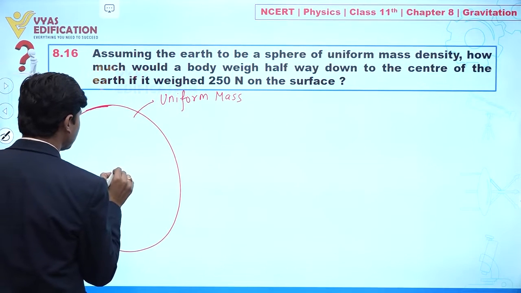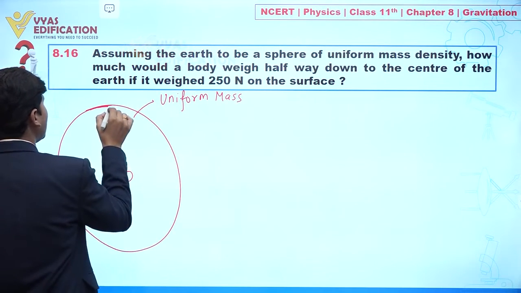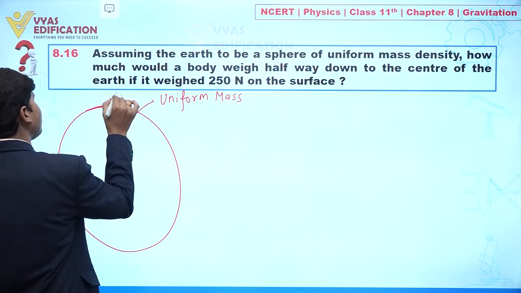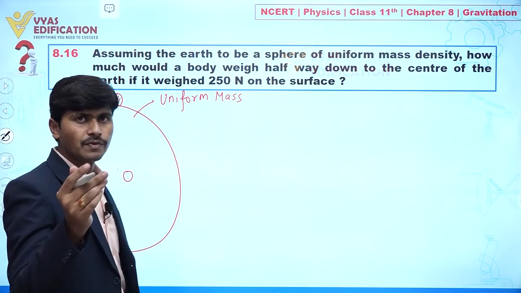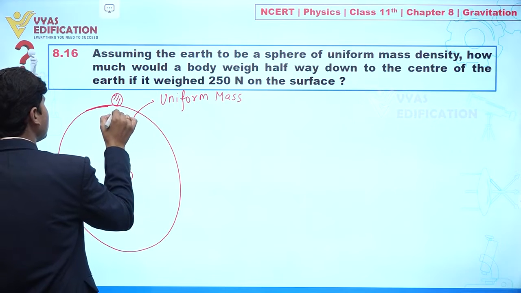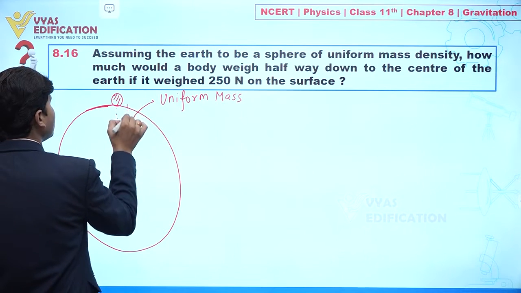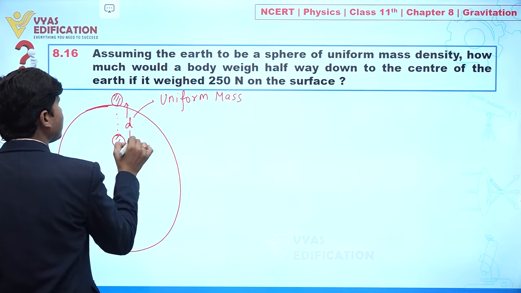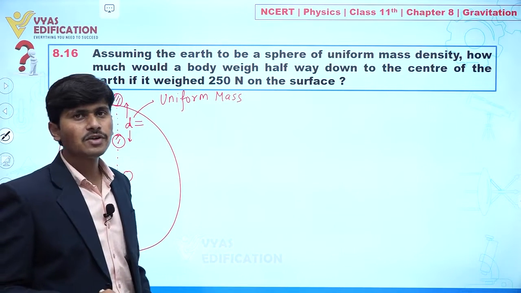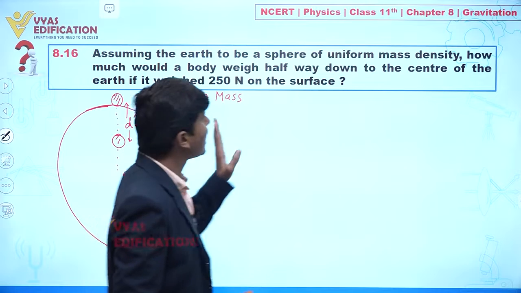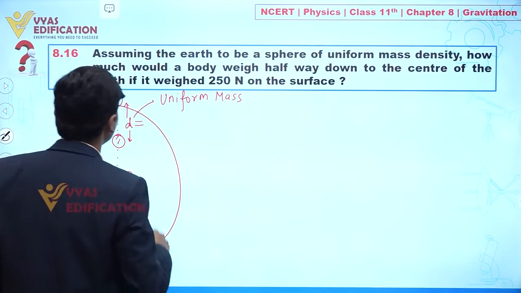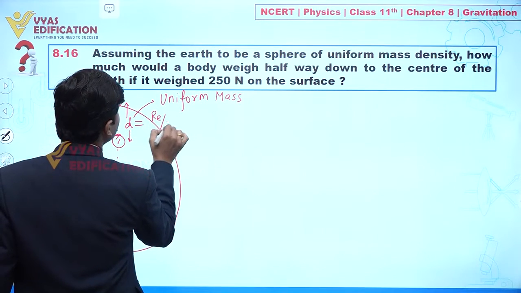So let's suppose I am assuming this is a center O. Clear? And let's suppose initially we have a body at the surface of the earth, and after some time let's suppose we are bringing this body to a certain depth. Clear? And let's suppose I am saying this value is d. According to this question, it is given to you that this body is going halfway down to the center of earth. It means I can say d is equal to Re by 2.